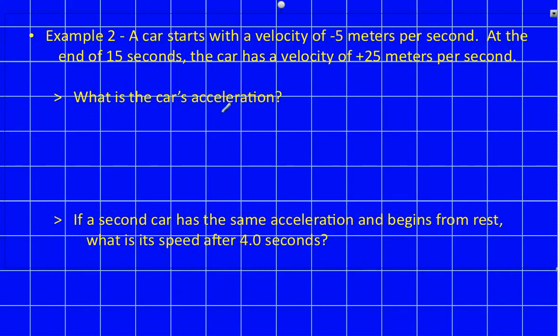So let's say a car starts with an initial velocity of negative 5 meters per second, and at the end of 15 seconds, the car's velocity is positive 25 meters per second. We want to know the car's acceleration. So all good problem solving starts off by listing what you are given. I was told that the initial velocity here is minus 5 meters per second, that the time is 15 seconds, and the final velocity is plus 25 meters per second. And I'm asked for the acceleration, so I'm going to put a little question mark next to acceleration just to let me know that that's what I'm solving for.